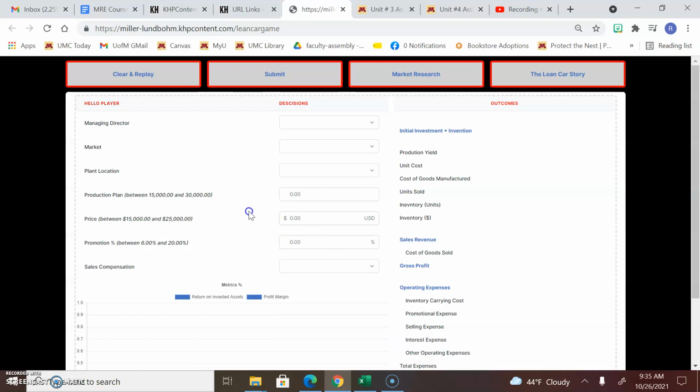So let's just do a trial run and see what it looks like. I'm going to pick Dakota in the Minneapolis market with a plant location in South Carolina. I'm just going to throw some numbers in here. I'm going to produce 20,000 at a price of $20,000, at a promotion percentage of 10% and a commission sales salary. I honestly used no research. I'm just putting these decisions in off the top of my head, purely to show you how it works. So you just put in your decisions and then you hit submit.